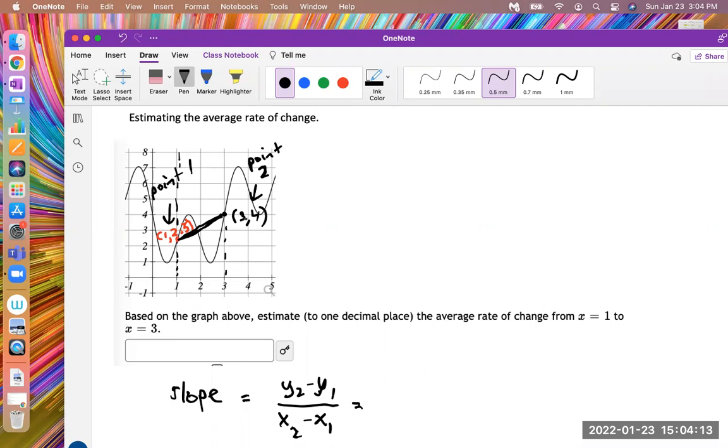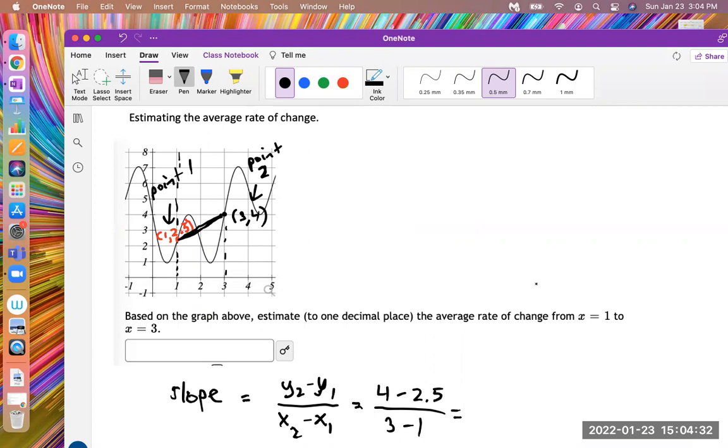But so my y2 is then 4. y1 is the y value of the second point, which is 2.5. And then all over x2, which is 3, and x1, which is 1.